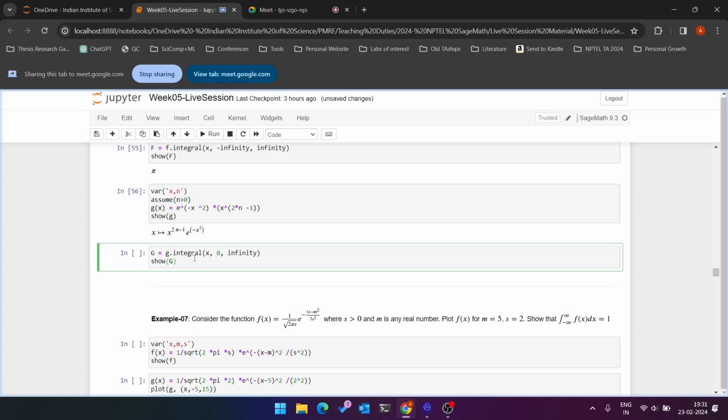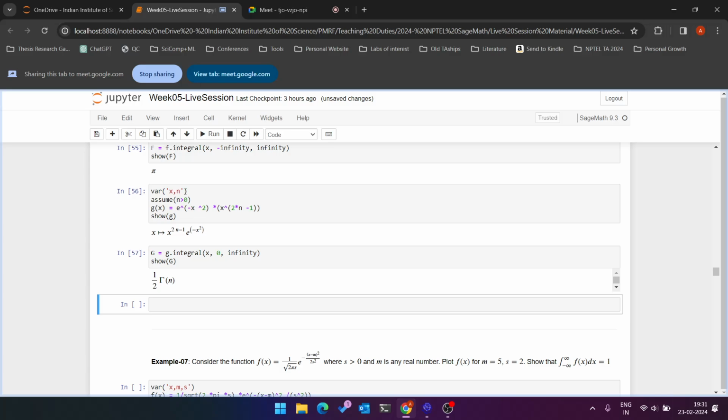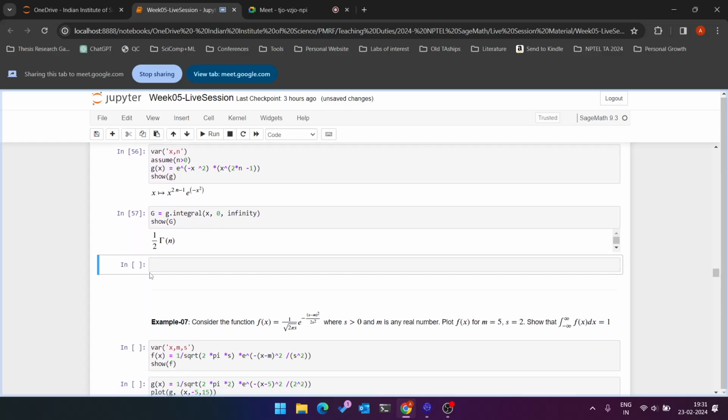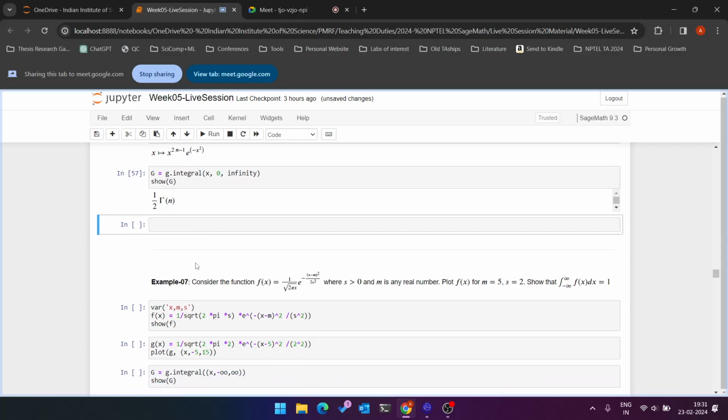And now I use the integral command. So I get half of gamma by n as my answer. It's important here that n is positive. 2n minus 1, x raised to 2n minus 1 then becomes an increasing function, but it doesn't increase as fast as e raised to minus x square decreases.